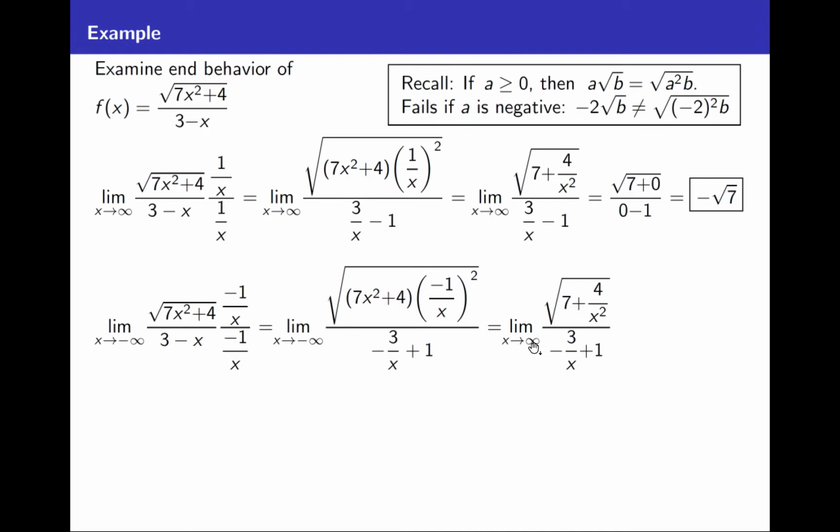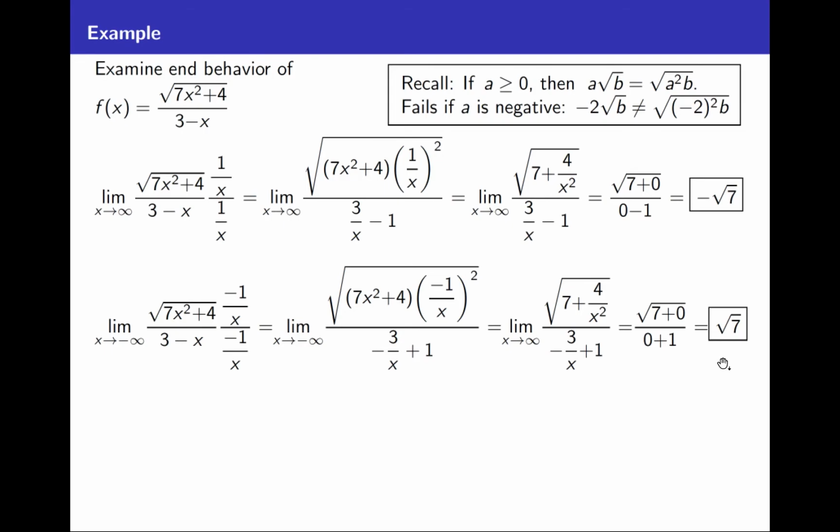And again, as x goes to, I'm sorry, it's a typo, this should be x goes to negative infinity, as it was over here. As x goes to negative infinity, the 4 over x squared and the negative 3 over x turn into 0. And we get the square root of 7 plus 0 divided by 0 plus 1. And that's positive square root of 7. So the limit as x goes to negative infinity of our f of x is positive square root of 7.